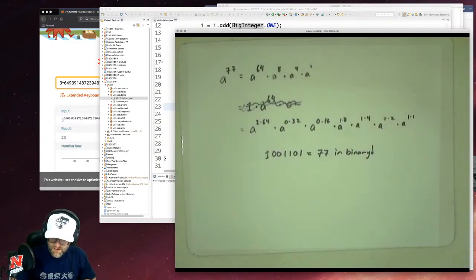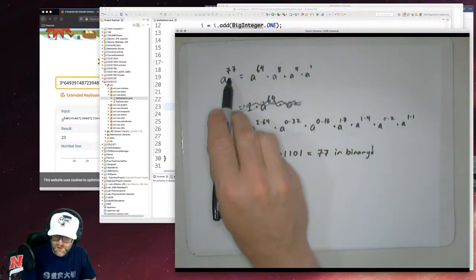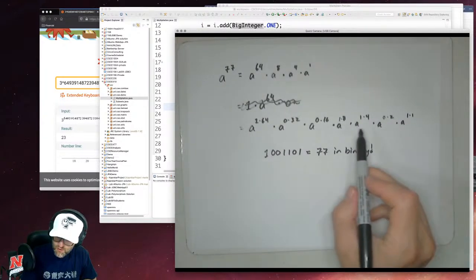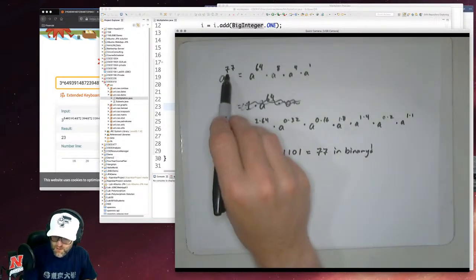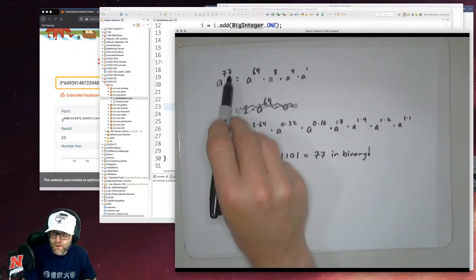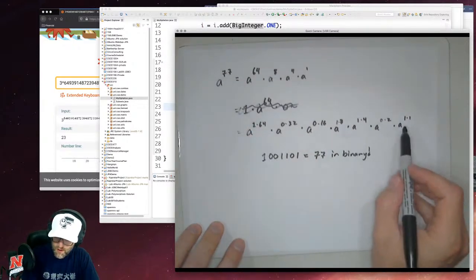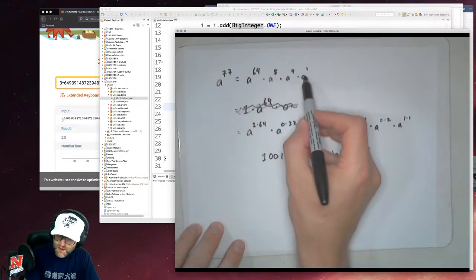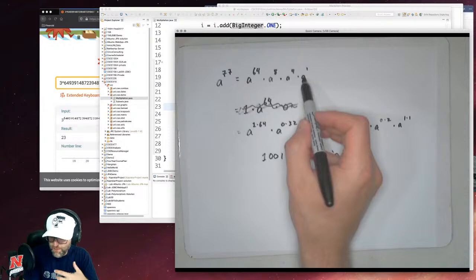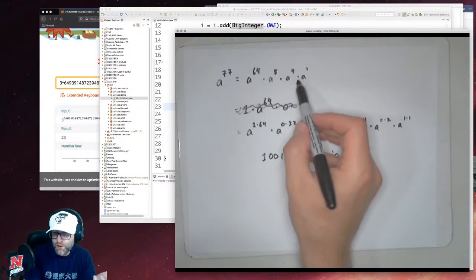So that gives us a hint as to how to do this for arbitrary numbers. All we need to do is repeated squaring, and then look at the binary representation of the exponent of the number that we're actually trying to compute. If that bit is 1, then I need to make sure that I save that, in the form of multiplying that to some result.